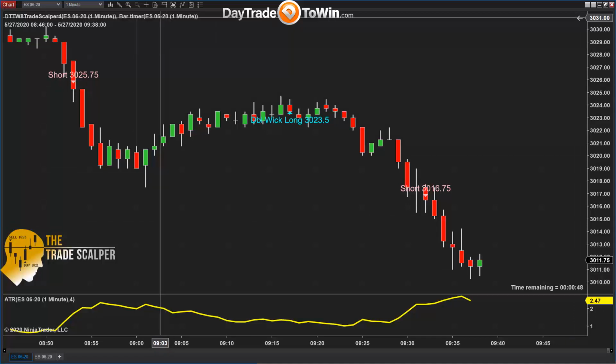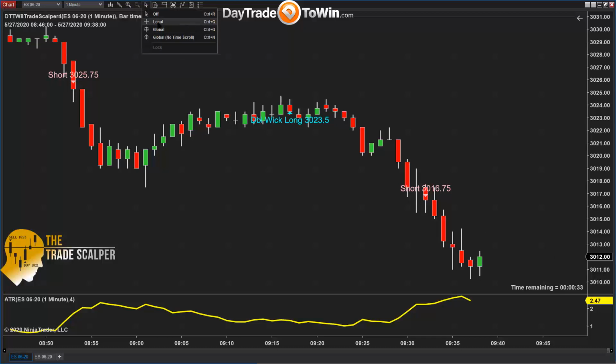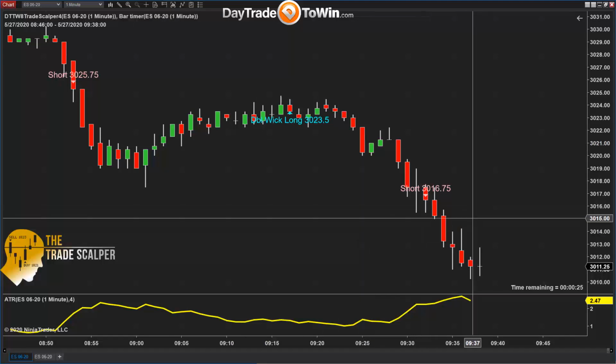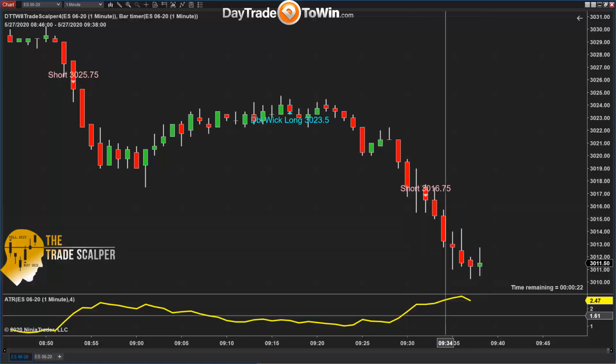I also recommend that you use here the crosshair instead of being an arrow, which doesn't really help me. I recommend everyone use the crosshair, either local or global. That way I can see exactly the price as well as the time, which is very important anywhere I put the cursor here on the chart.